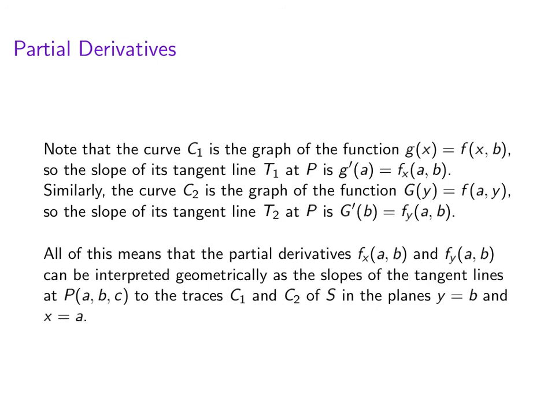So, what does all this mean? It tells us that the partial derivatives can be interpreted geometrically as the slopes of the tangent lines at the point P to the traces of the surface in the planes y equals b and x equals a.